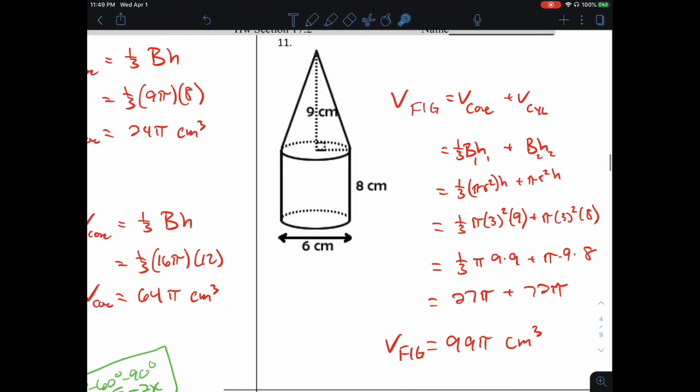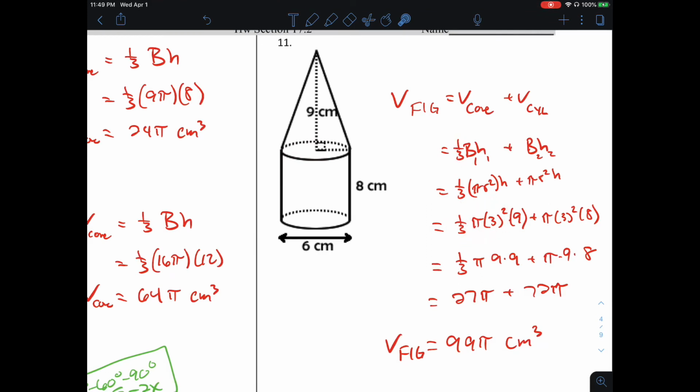Number 11, we got a cylinder with a cone on top. So the volume of the figure is the volume of the cone plus the volume of the cylinder. A cone is a third base times the height, and a cylinder is just the base times the height. As far as this cone is concerned, its height is 9, and the diameter is 6, so that means the radius is 3. So the area of this base is going to be 3 squared times pi.